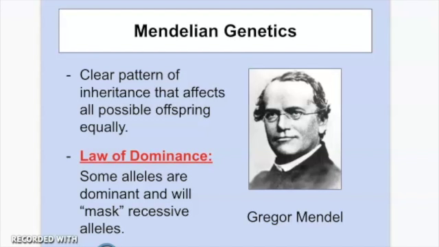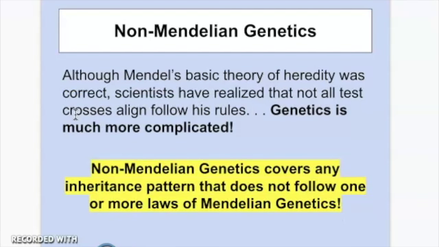Now, in non-Mendelian genetics, it's not that simple. Okay, non-Mendelian genetics, which is most of genetics, are inheritance patterns that do not follow all of those laws or conclusions that Gregor Mendel came up with. In some forms of non-Mendelian genetics, there isn't a trait that outweighs the other. They might blend together. And there's a bunch of different patterns for how a trait can be inherited.